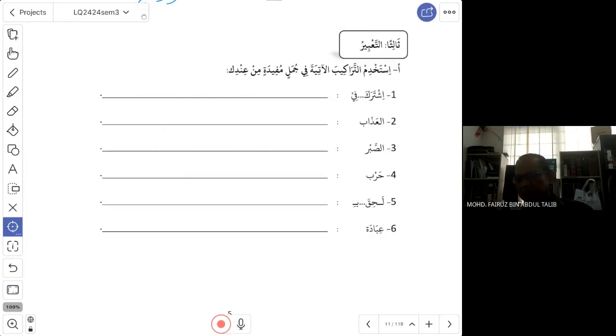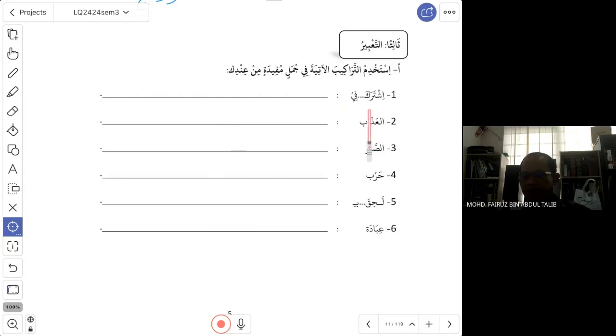The first exercise, alif: use the following phrases, tarakib, in sentences, useful sentences, of your own. Do not copy from the text. So in the exam, if they ask you to write sentences, please don't take words from the text. So try to use your own words. Naam.